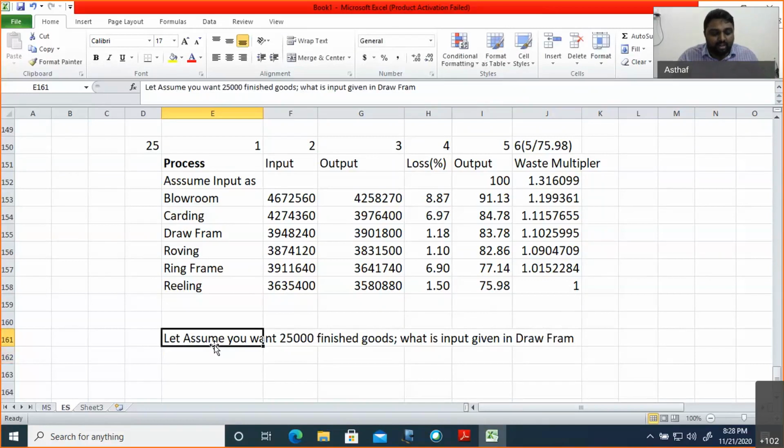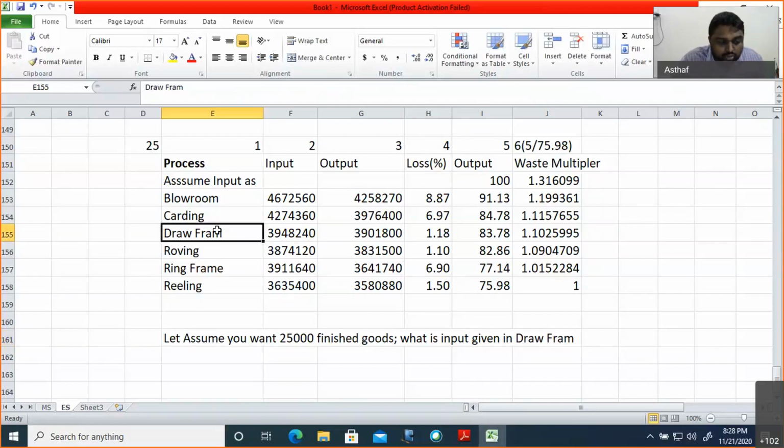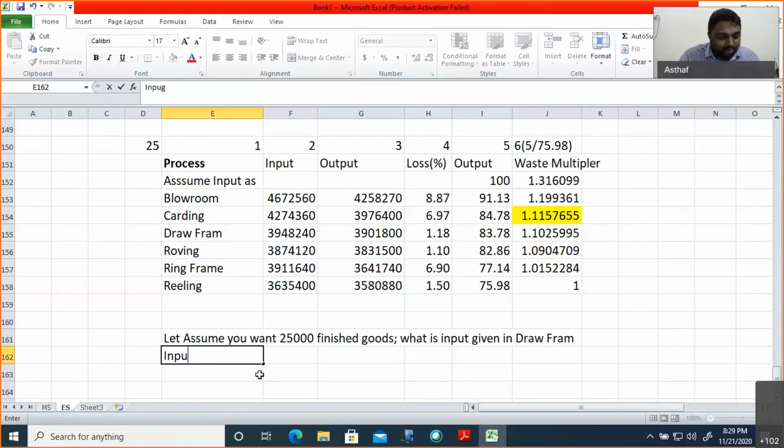I will tell you. See, you want 25,000 as the finished goods. What is the input to be given? Very difficult in the traditional method. So you have to come to draw frame. Just before the draw frame, the waste multiplier number is what? 1.1157655. Yes or no? So what we have to do? I will prove your answer is correct. The input will be 25,000 into the answer we got here.